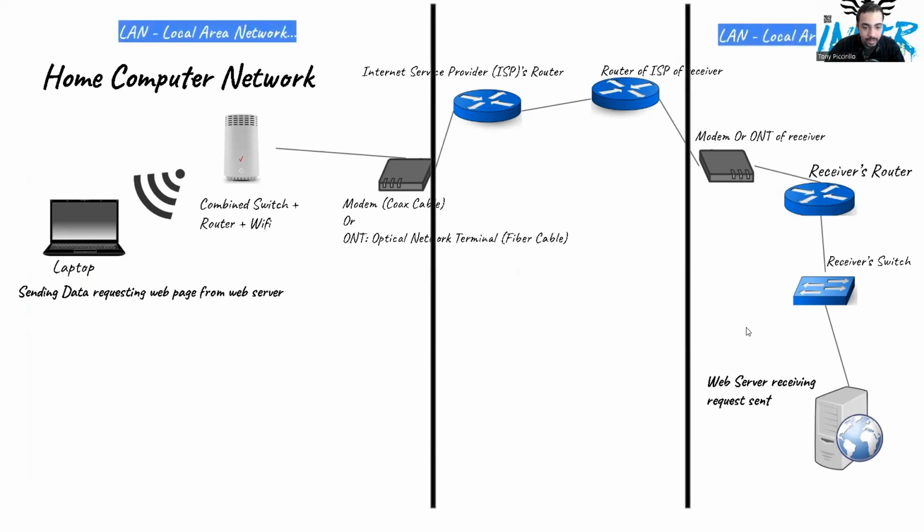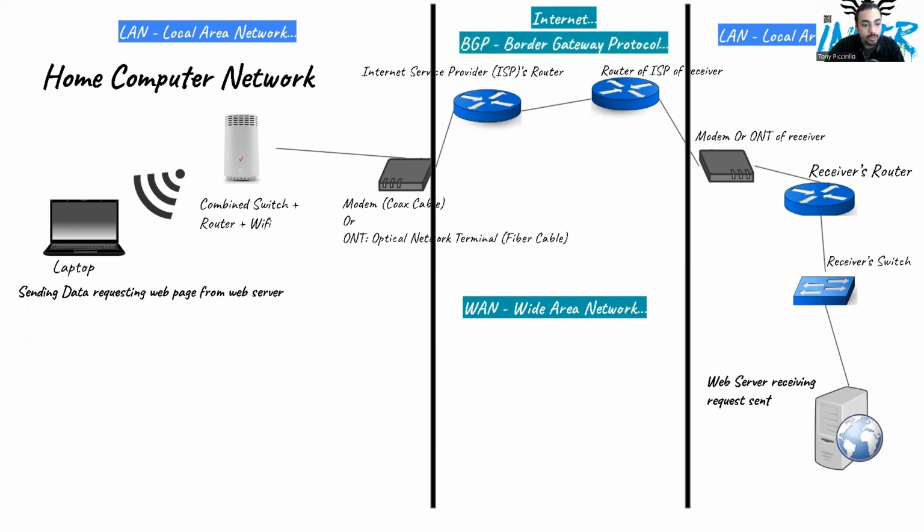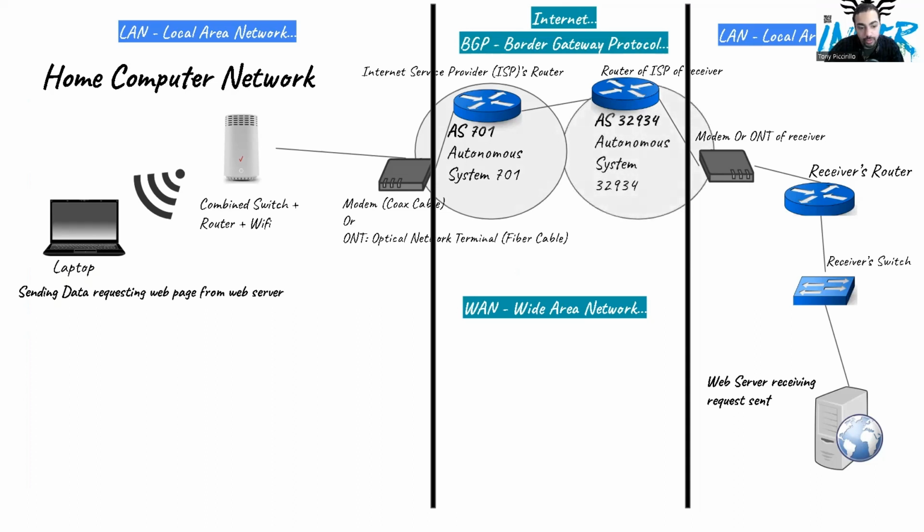As mentioned before, these sides of the network are separate local area networks, with the middle portion being a wide area network. In this case, the wide area network is the internet, which uses the BGP routing protocol, or rules, to route traffic between Autonomous System 701, or your ISP's AS, and AS 32934, which is the autonomous system of the ISP of the company hosting the web server.